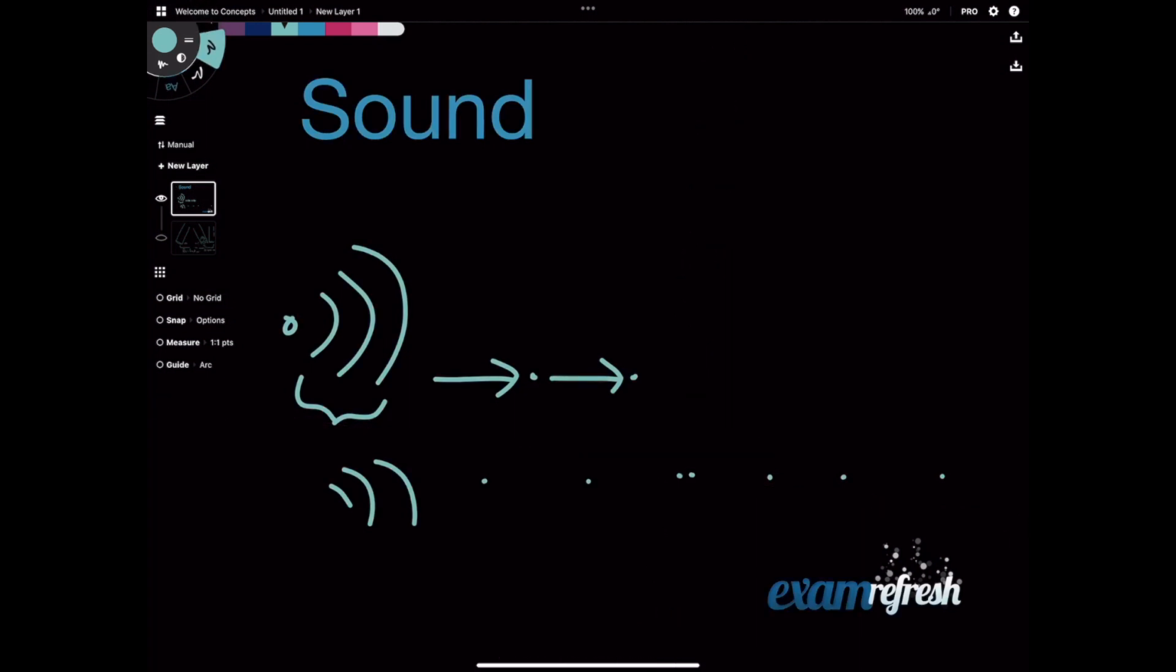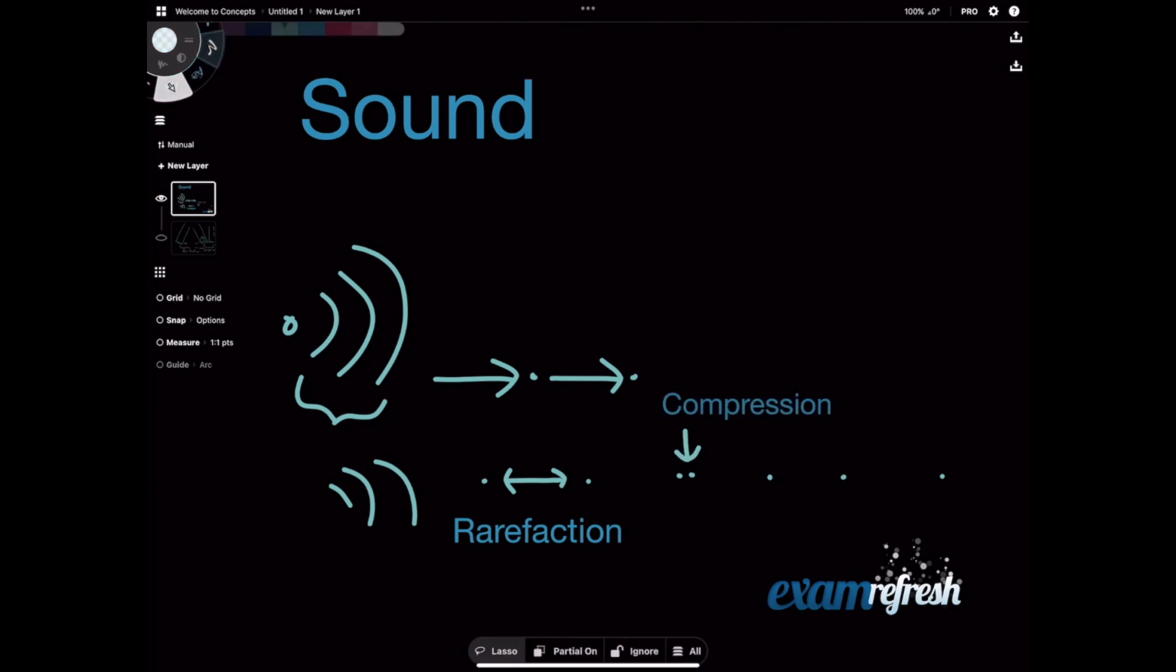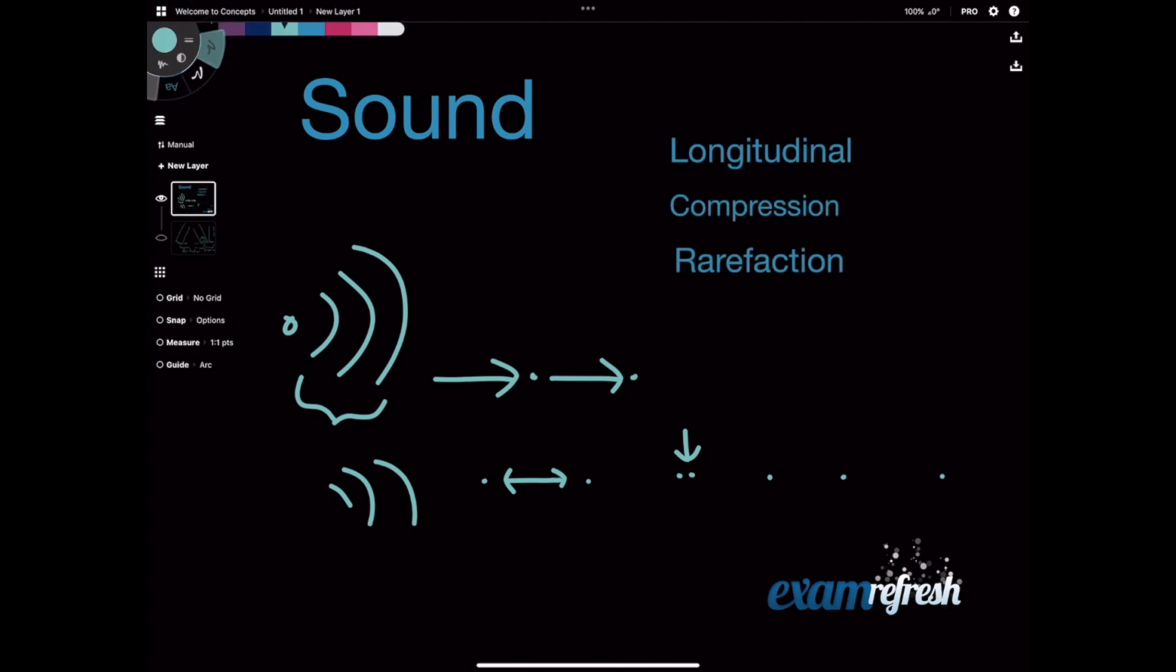And there's a couple things we need to know about the way this wave is interacting. As these particles are far apart, this is something we call rarefaction when those particles are far apart. And here, where the particles are close together, we'll call that compression. So there are three things you need to know about our sound wave. Generally, they're longitudinal. Points that are close together, that's our compression. And points that are far apart, that's our rarefaction.